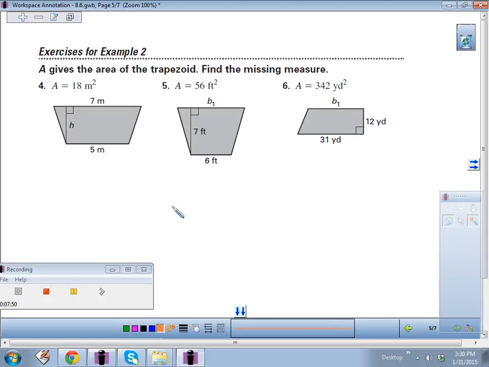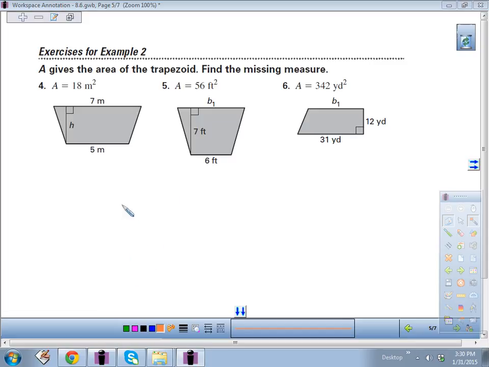Alright, so exercises for example 2, we want to find the missing measure, so we're going to be working backwards here. And so for number 4, we know the area of the trapezoid is 1/2 the height times the quantity, base 1 plus base 2. The height we do not know this time. Base 1 could be 5, base 2 could be 7. And the area they give us is 18.